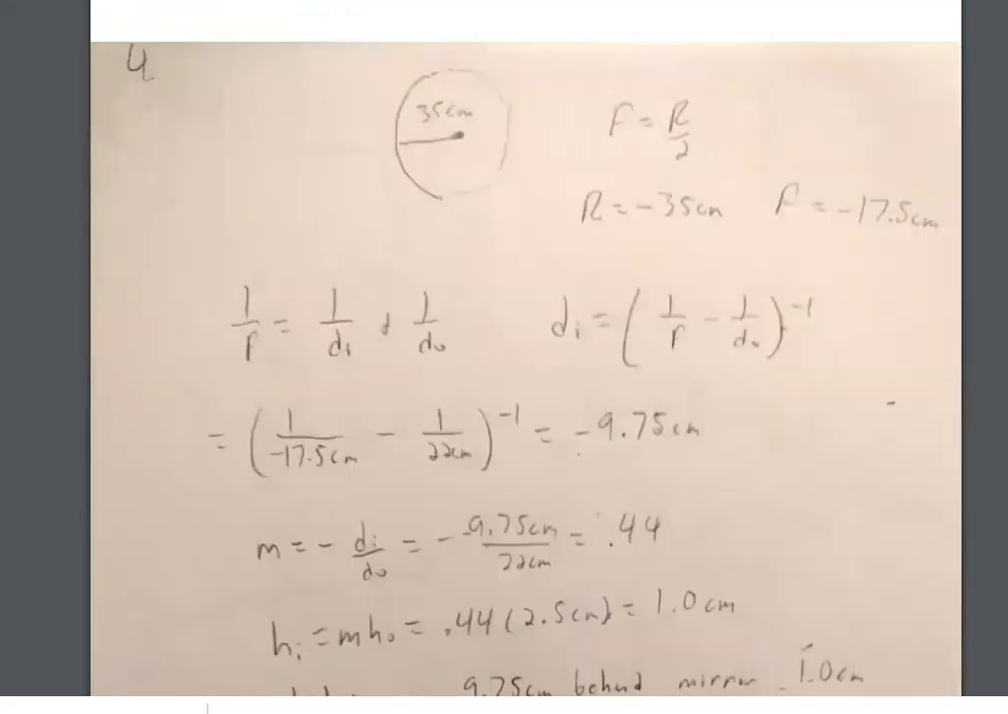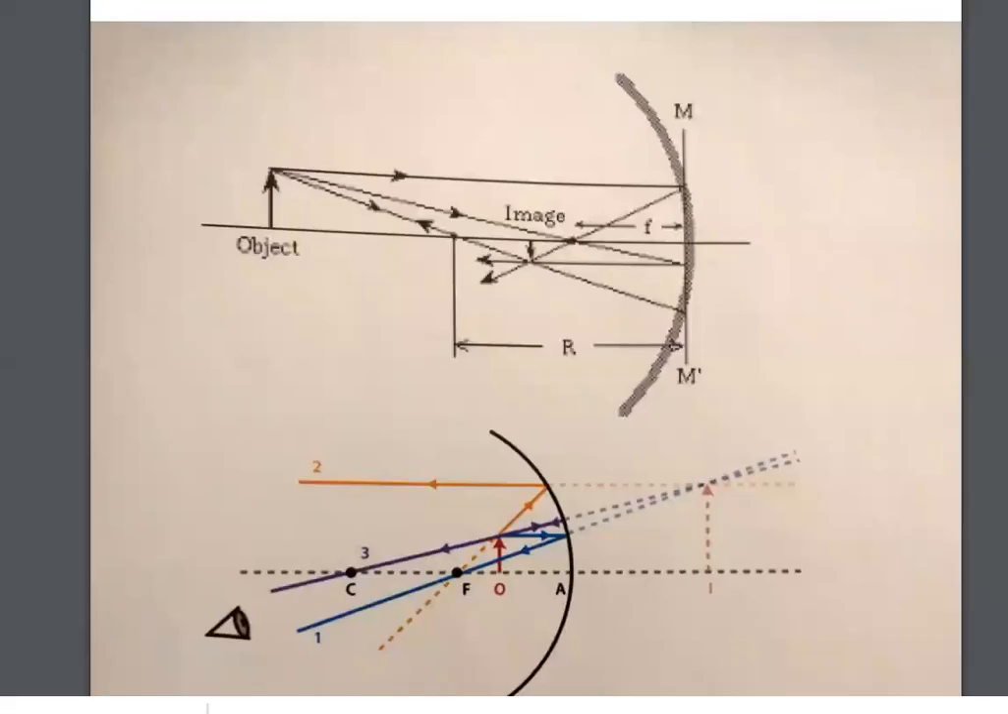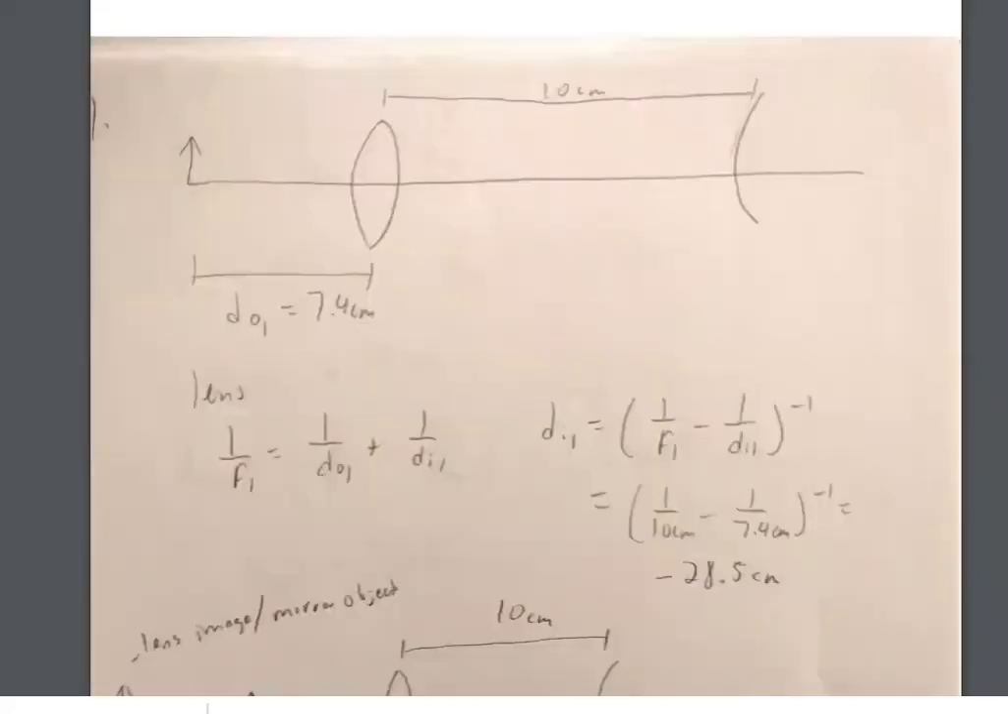All right, so time for the long answer problem. Here's the hard one. So we have a converging lens with a focal length of 5 centimeters, and it's 10 centimeters to the left of a convex mirror with a radius of curvature of 12.5 centimeters. A 0.5 centimeter object is 7.4 centimeters to the left of our lens. So where is the image formed by the mirror? What sort of image is it, and what is its height?